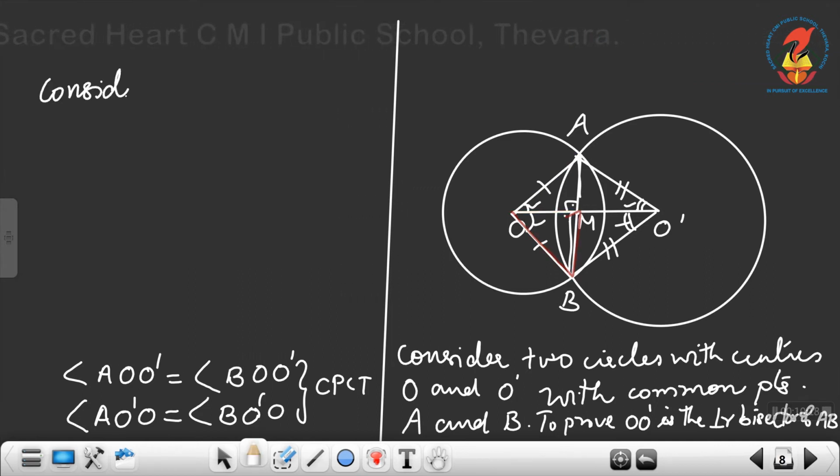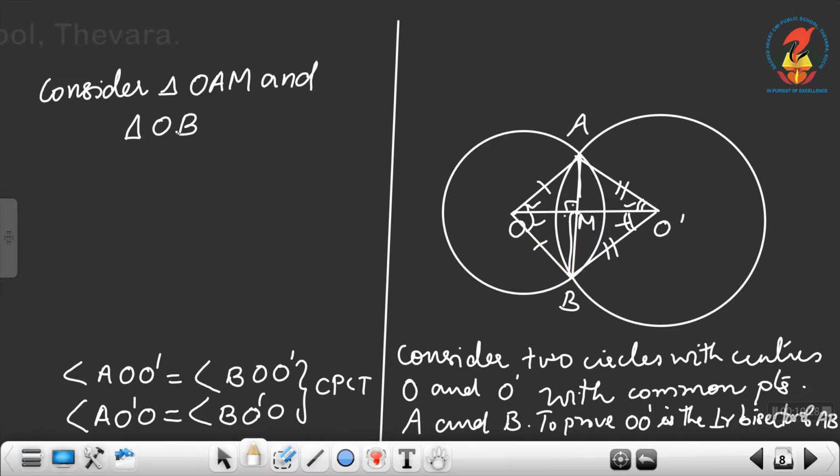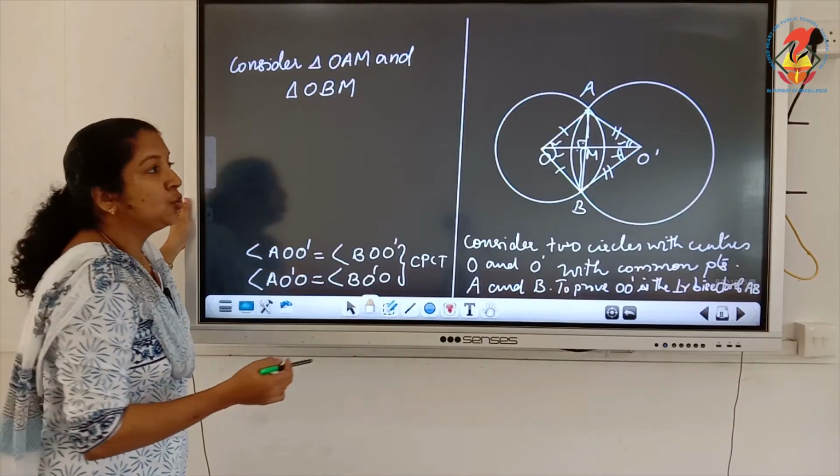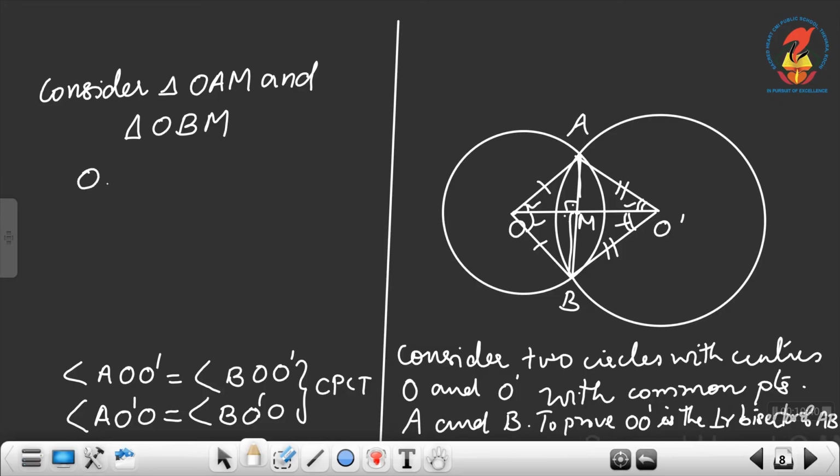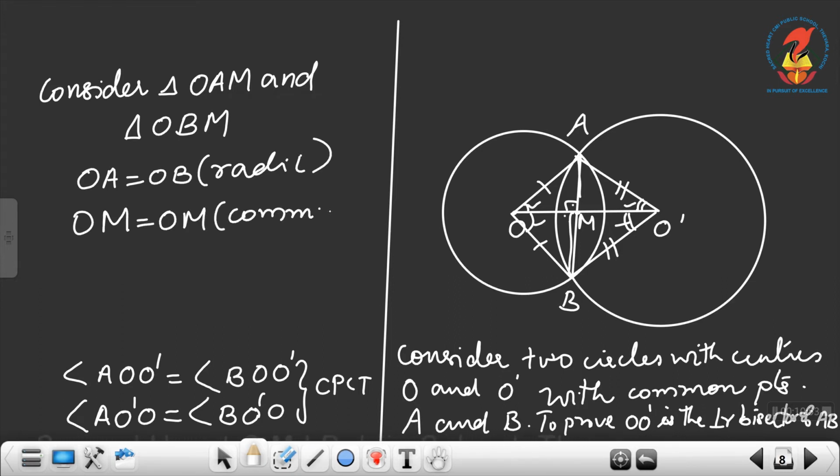Consider triangle OAM and triangle OBM. Can you prove the congruence in these two? Yes. OA is equal to OB because of radii. Then OM is equal to OM, common.